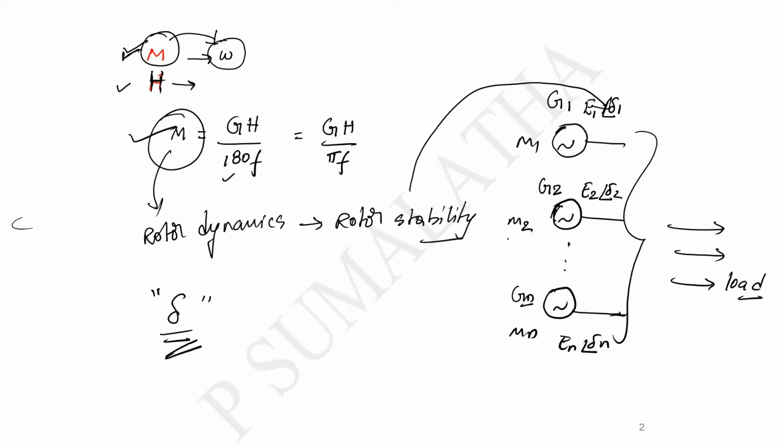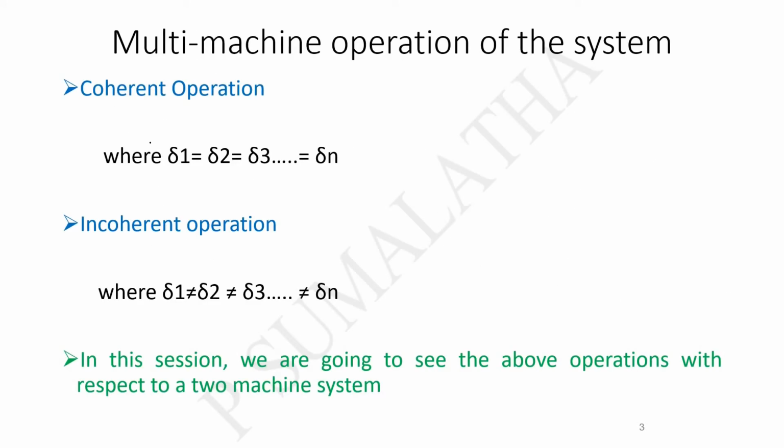Depending on the load angle of the several machines, multi-machine operation can be divided into two major types. So let us see what those two types are. Depending on the load angle value, we have two different types of operations: one is the coherent operation and the other is the incoherent operation. Coherent operation means that whenever the load angles of all the machines which are interconnected, or connected in parallel, are equal to each other, that kind of operation is called a coherent operation of the synchronous machines. If the load angle of each machine is different, so we have different angles for each machine, then you can say the system is running under incoherent operation.